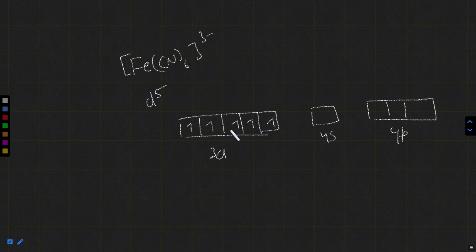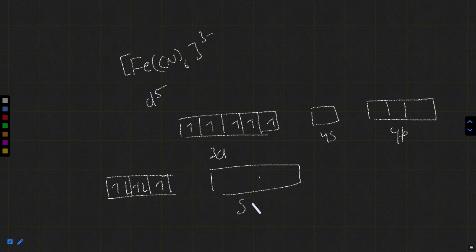Now it is said that this is the inner orbital complex. So pairing will take place again. One, two, three, four, 5, and the rest will be as it is. Now after this, 2 orbitals are left, and they will form the set of d2sp3.